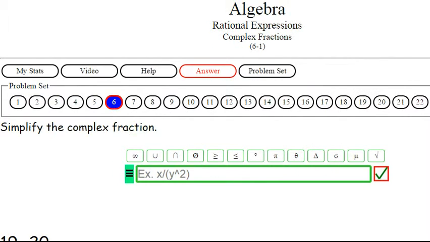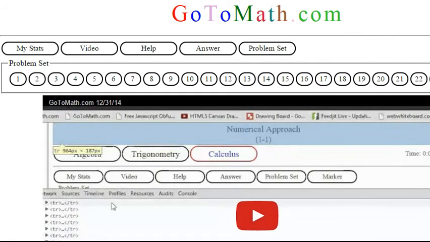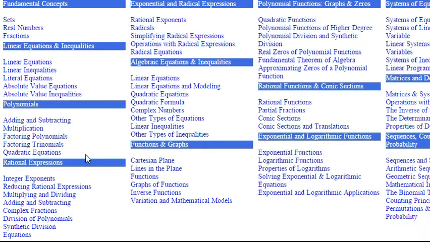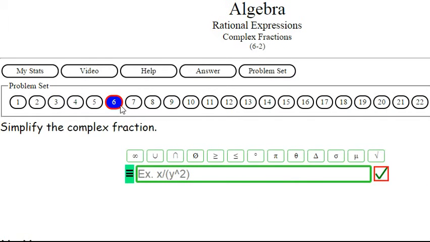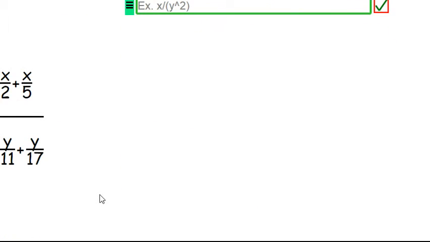Okay, so we are over here at gotomath.com. See you in the next problem. Okay, we're at gotomath.com. Click on Algebra. Let's go down to complex fractions. And we're looking at 6.2. So we have x over 2 plus x over 5, and that's all over y over 11 plus y over 17.